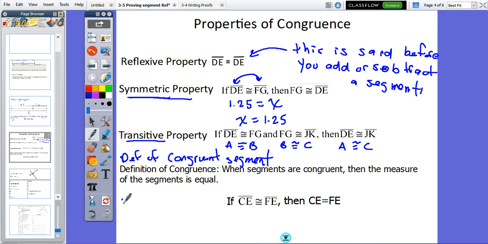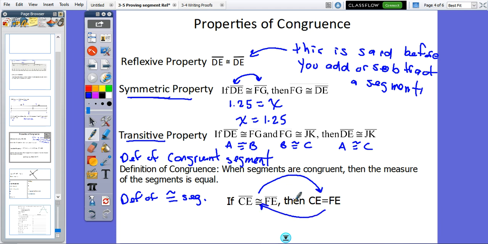In the book, sometimes they actually shorthand it and use the congruent symbol and say segments, congruent segments like that. So they'll use the symbol instead of the word. That's okay too. That all means the same. All the definition of congruence is saying is that things that are congruent are also equal, and things that are equal are also congruent.